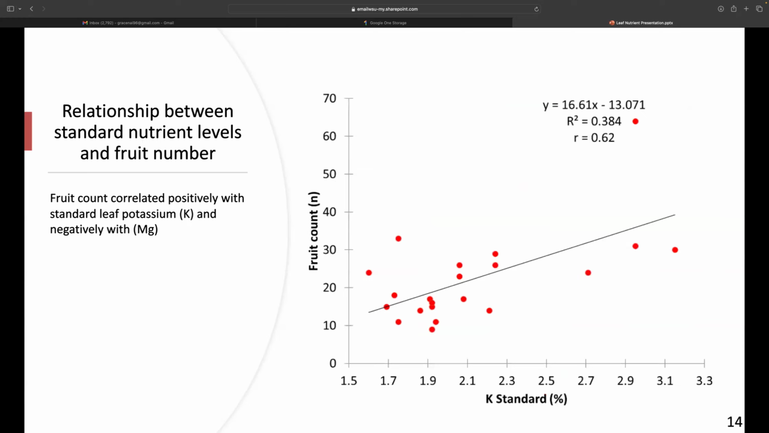In contrast, there was a negative correlation found between fruit nutrient level and Mg level. Mg level is not shown on this graph, but a significant relationship with potassium level is shown on this graph. So this is the relationship between the standard nutrient level and the fruit number.